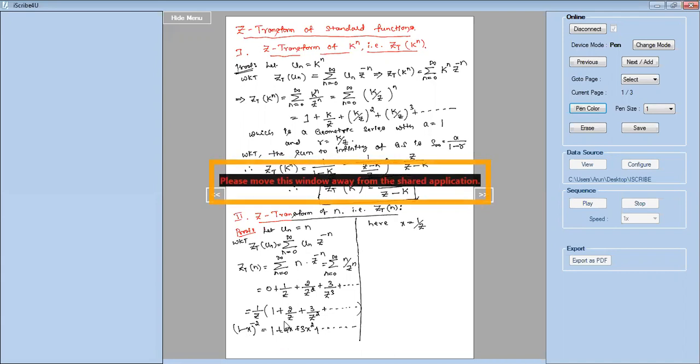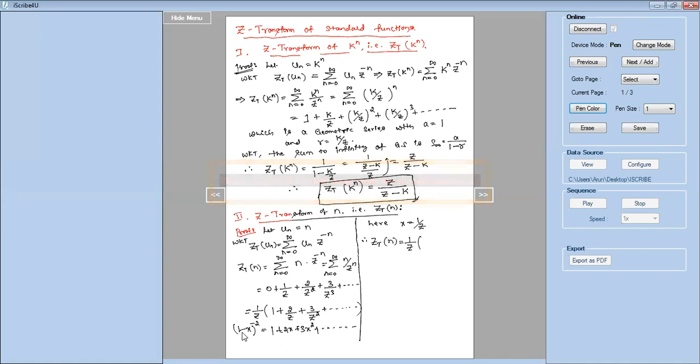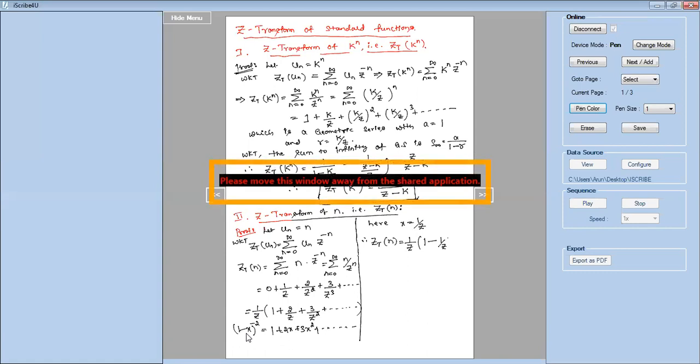So x is nothing but 1 by z. Therefore we get z transform of n equals, if I put 1 by z equal to x, it is 1 plus 2x plus 3x square, etcetera. The outside term I will keep as it is, 1 by z, and not do anything. So it is 1 by z into 1 minus x whole power minus 2, and x is 1 by z. So let us put here 1 by z whole power minus 2. I'm just putting x equal to 1 by z in the formula 1 minus x whole power minus 2. We get this. Let us simplify this.